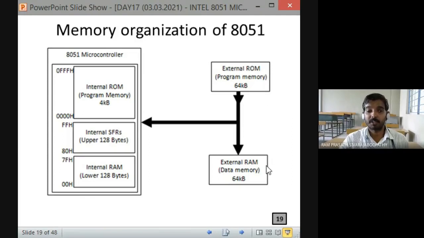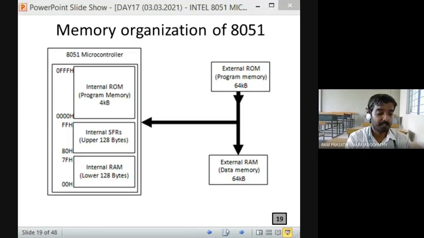But as far as data memory is concerned, internally we have 128 bytes, correct? 128 bytes, which is nothing but 2 to the power 7 bytes. Correct? 2 to the power 7 bytes. Yes or no? Total 128 bytes. That means 2 to the power 7 bytes. Correct? So how many bit address do we need?